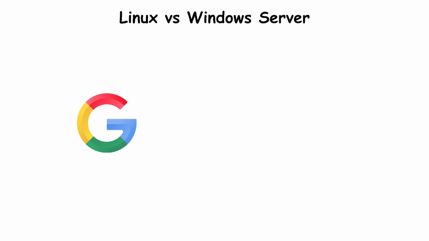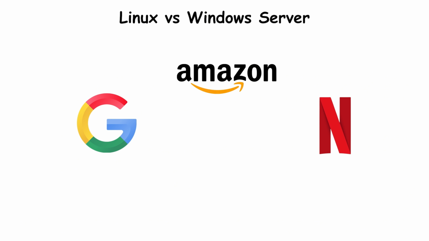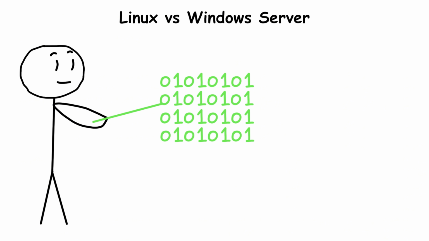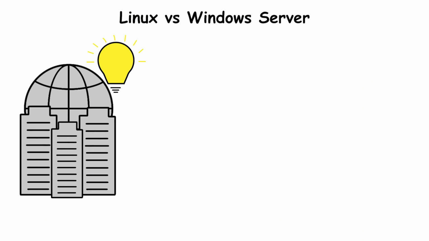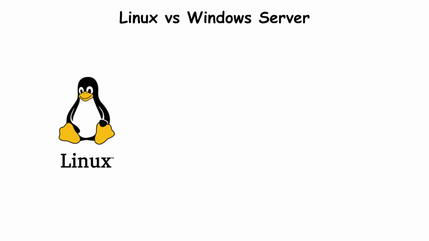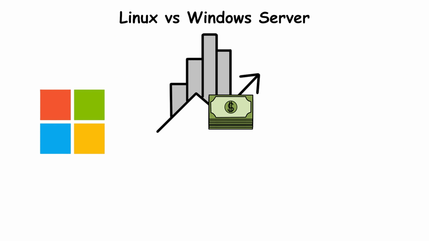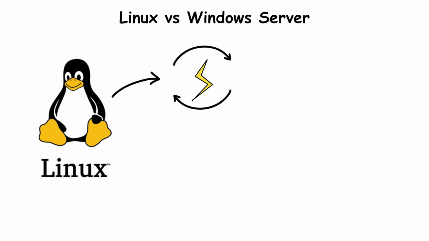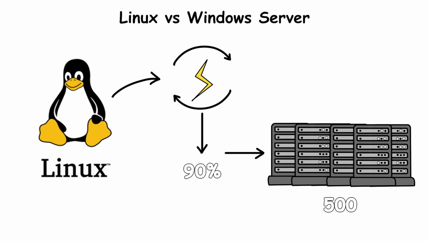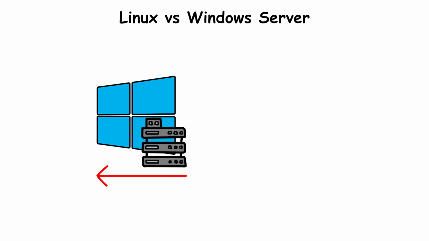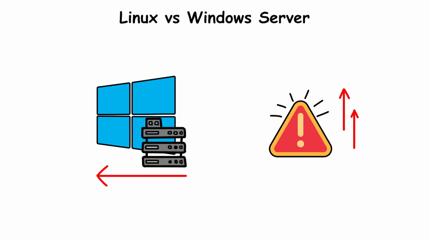Big names like Google, Amazon, and Netflix run huge parts of their infrastructure on Linux because it doesn't lock them into one vendor, and they can tweak every line of the code if needed. In the 2000s, hosting companies realized that uptime was their lifeline, and Linux just crashed less. Even when Microsoft had massive marketing budgets and enterprise deals, Linux powered over 90% of the world's top 500 supercomputers. It didn't just compete with Windows Server, it outlasted it in the most critical high-performance environments.